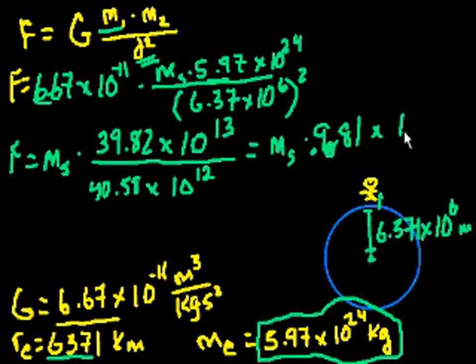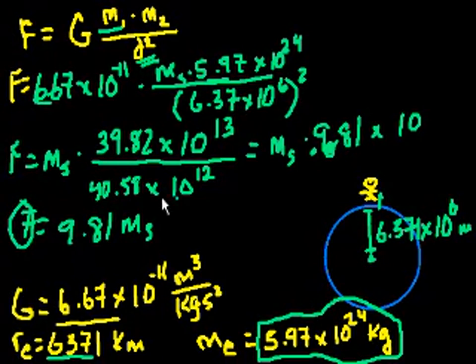10 to the 1st times 0.981. So what's 0.981 times 10? Well, so the force is equal to 9.81 times the mass of Sal. And where does this go? How can we figure out the acceleration right now? Well, force is just mass times acceleration, right? So that's also going to be equal to the acceleration of gravity, that's supposed to be a small g there, times the mass of Sal, right?